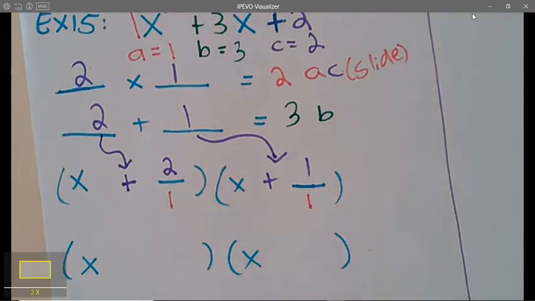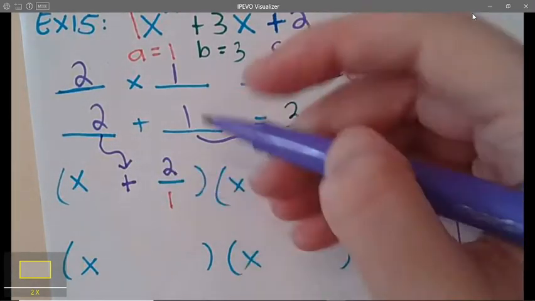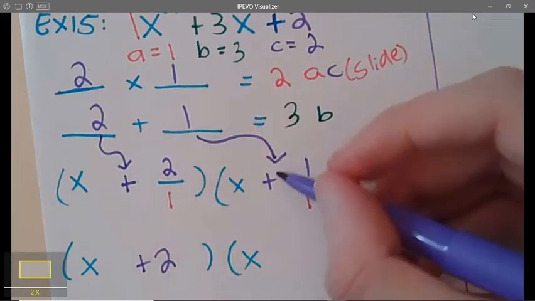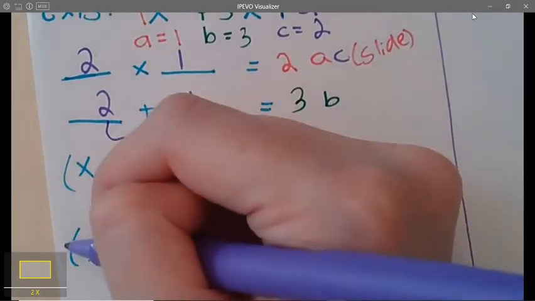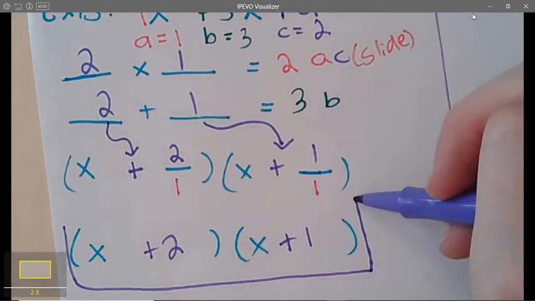After this, you guys, we just simplify our answers down. Positive 2 divided by 1 is positive 2. And positive 1 divided by 1 is positive 1. So look at that. I got x plus 2 times x plus 1.